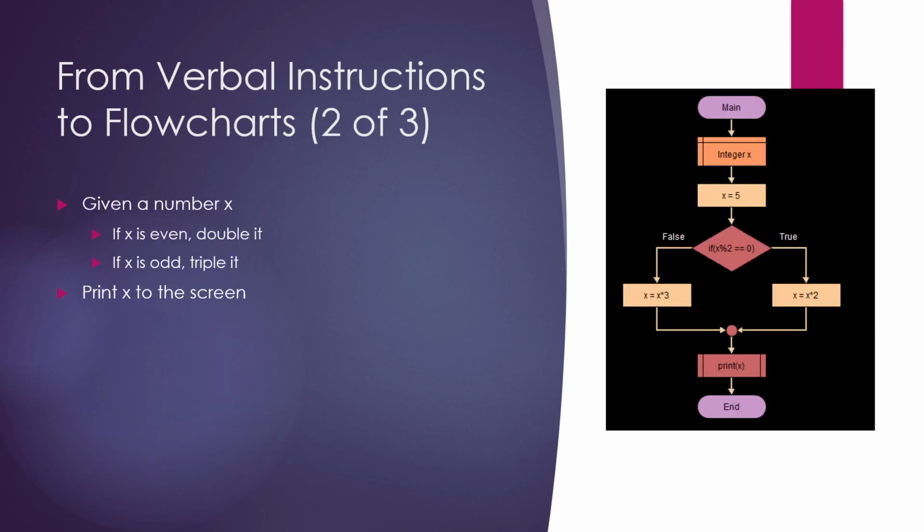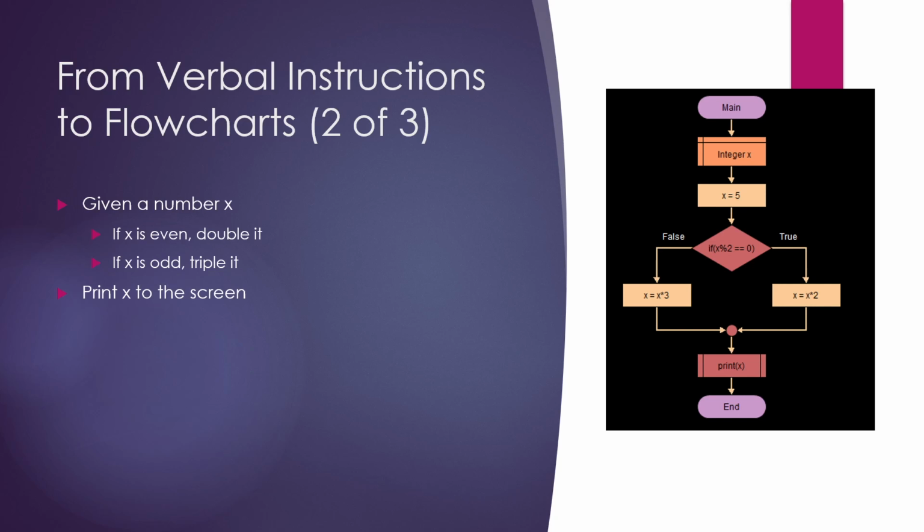Moving on to part 2, we are given a number x. If x is even, double it. If x is odd, triple it. And then we want to print it to the screen. Next week, we're going to talk about conditional statements. And this is an example of how they work. They evaluate a true-false statement. If it's true, we go one way. If it's false, we go the other.